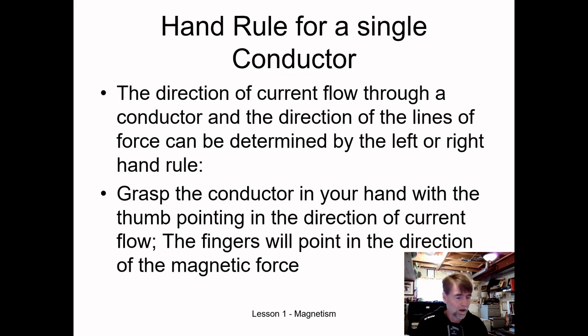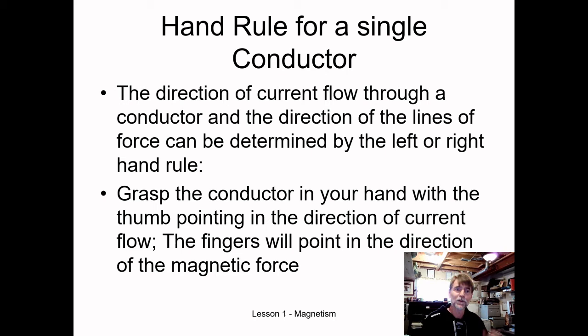So we have current, and we know which direction current flows. And we know that current's going to create a magnetic field, and we can represent that magnetic field with these things called lines of flux. And we know that we can put arrows on those lines of flux to show the direction. So we need to figure out direction, and we have hand rules that we can use. We put our hands to good use to figure out these directions.